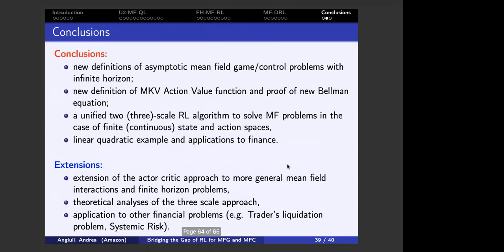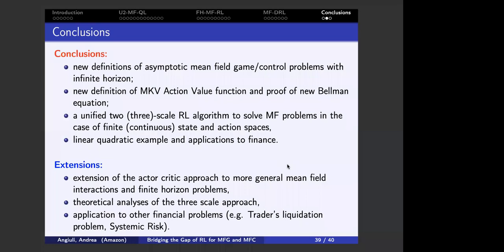So now I will conclude by summarizing what we discussed. We presented two new definitions of asymptotic mean-field game and mean-field control problems with the infinite horizon. We adapt the Q-learning algorithm by introducing a new definition of the Q function, both for the mean-field game and the mean-field control problem, and in particular, the one of the mean-field control problem required to prove a new Bellman equation. And we propose a unified two-scale Q-learning approach to solve mean-field problems in finite spaces and with finite and infinite time horizon.